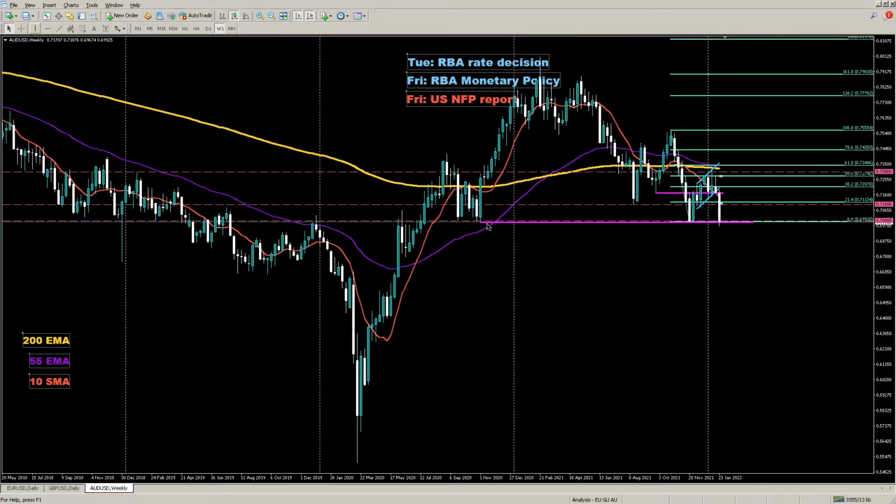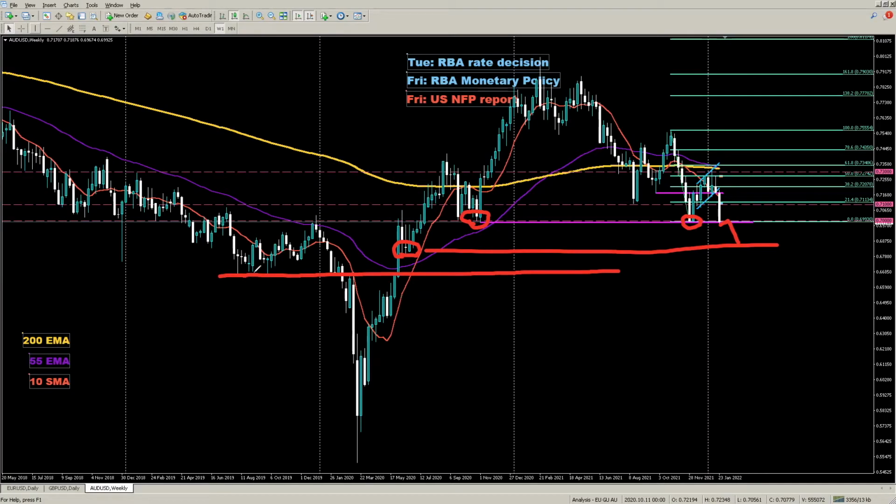So this was the retest of this swing low from September towards the end of 2020, and it was tested end of last year, December. If it dips lower, then there is this swing low area here that it needs to find support from. And beyond that, there's another level of support down here.